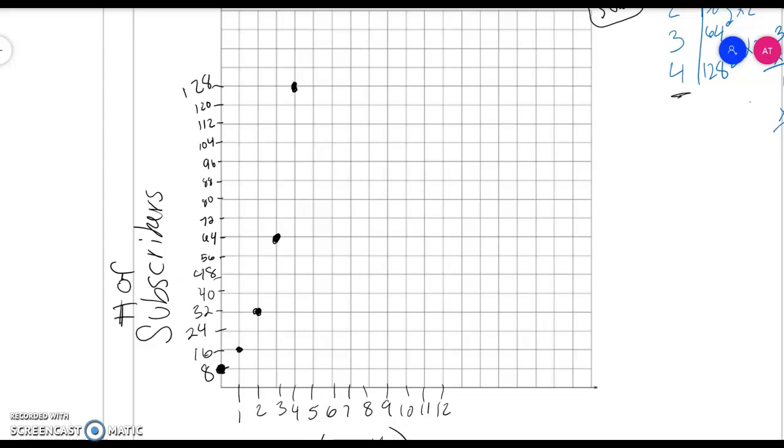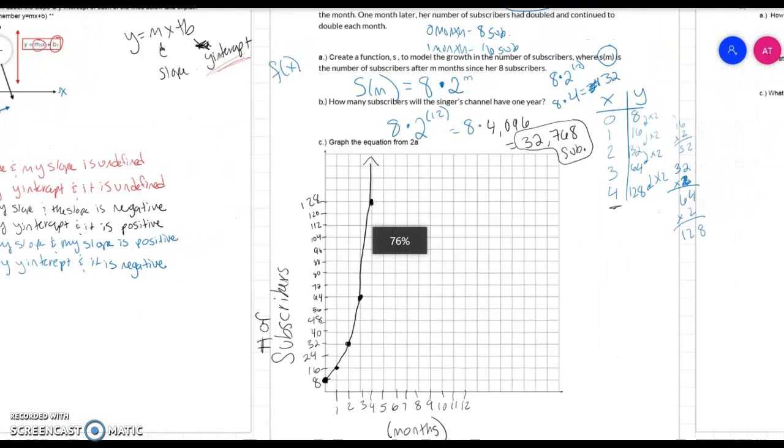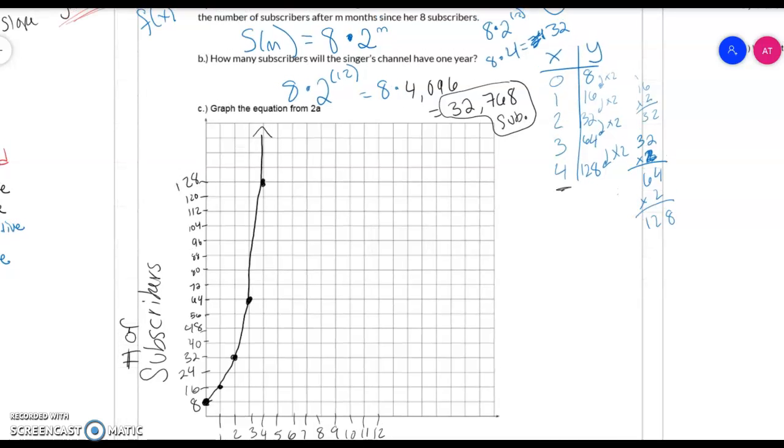So there's our curve. You're going to try to draw it as best as you can, trying to connect all of them, and boom. Mine's a little bit off. It's a lot easier if you turn your paper and do it. But anyway, that's how you draw an exponential function. That's how you find a function from words, and how to create a table and figure out a problem, such as how many subscribers does she have after 1 year.